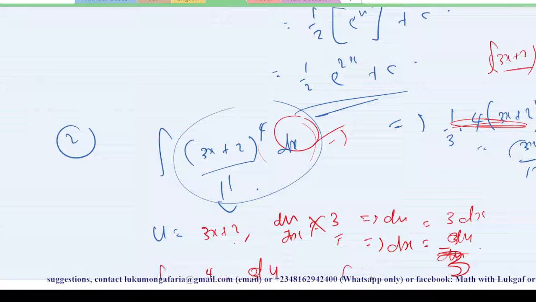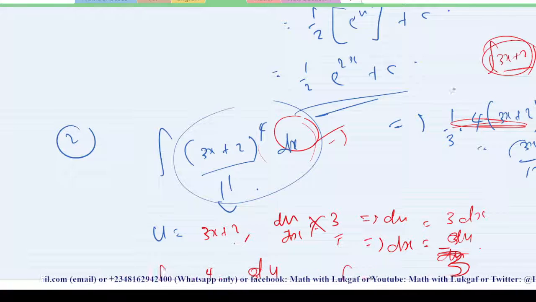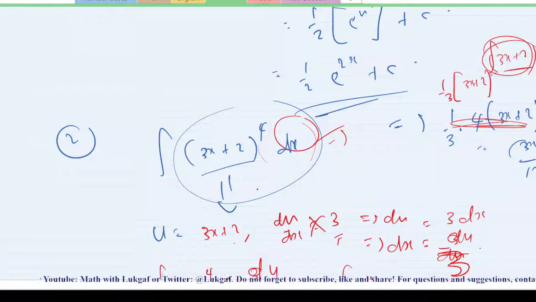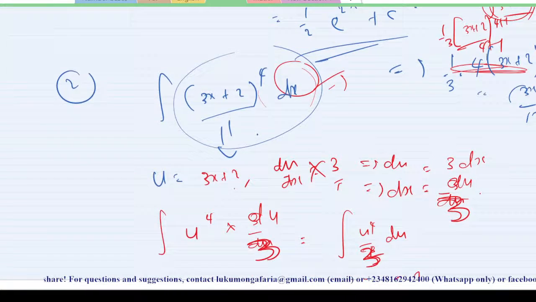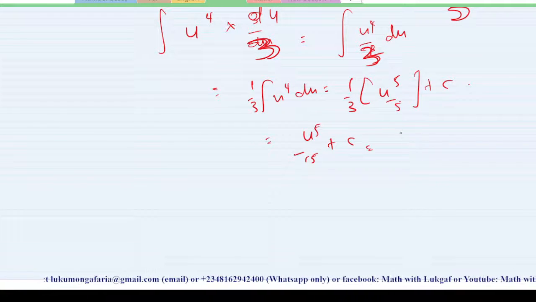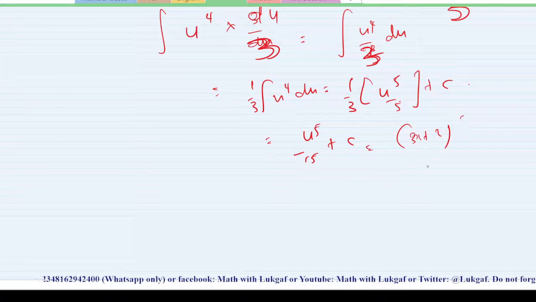So first of all, differentiate the function containing x. That will give you 3. You put it at the denominator. Then you integrate this together. That will give you 3x plus 2 raised power 4 plus 1 divided by 4 plus 1. That's how we obtain this. I'm sorry about that. Don't forget your constant of integration. If you substitute back, then you have 3x plus 2 raised power 5 divided by 15.